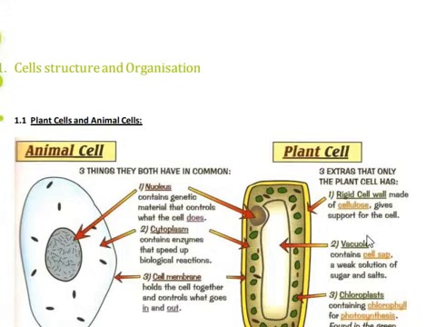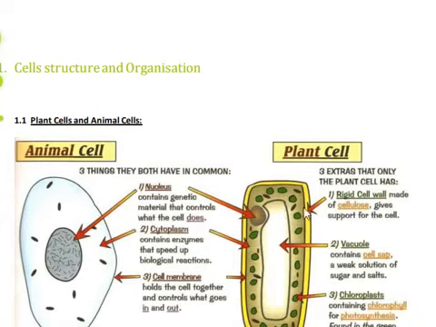Then two, it gives the cell its shape. It is called rigid because it does not change in structure. It is very, very tough. So the cell wall gives the cell its shape as well as gives support to the cell and protects the inner parts of the cell.